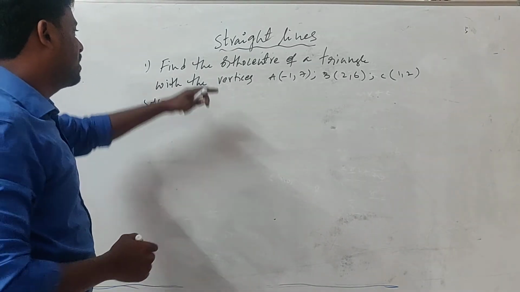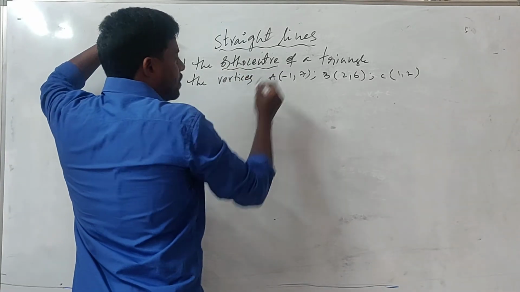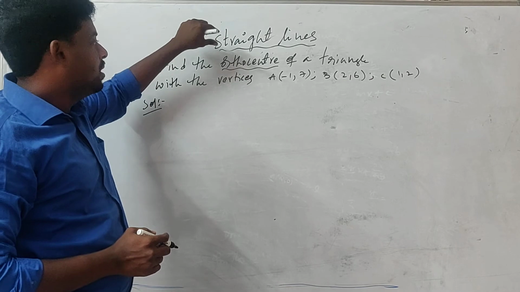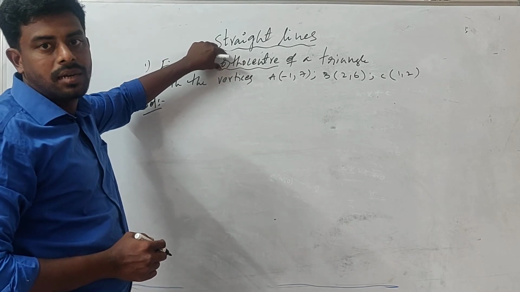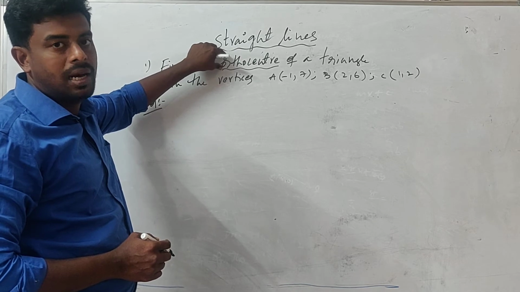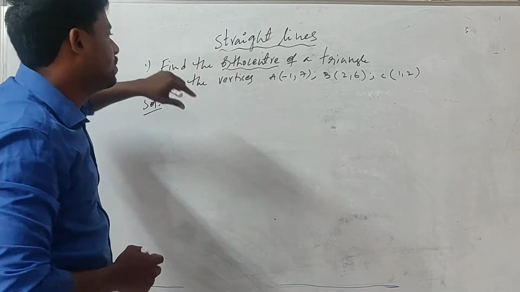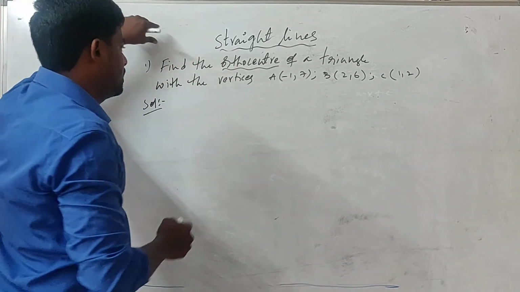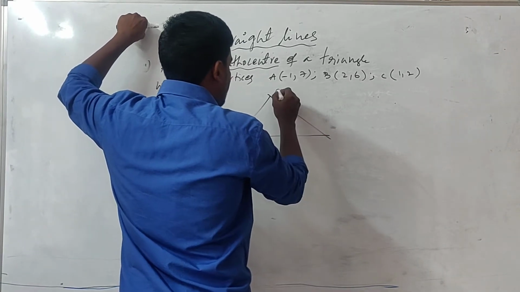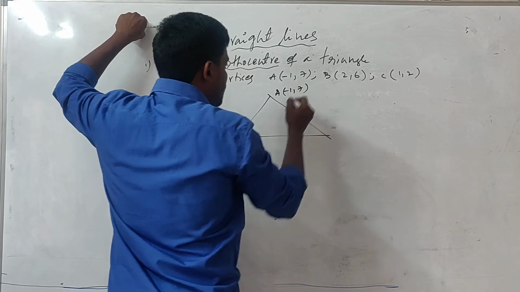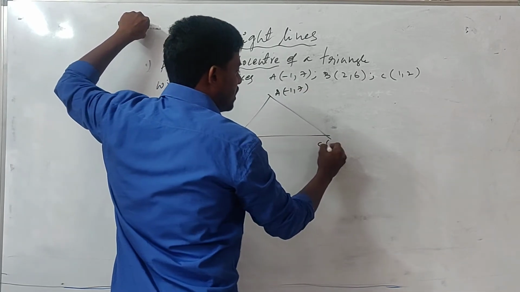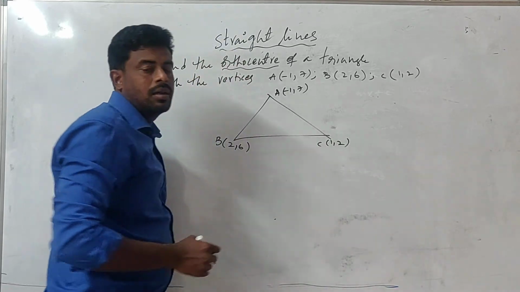How to get the orthocenter? What is the meaning of orthocenter? First of all, the orthocenter is called the point of confluence of altitudes of a triangle, the point of intersection of altitudes of a triangle. An altitude is nothing but a perpendicular. Let us take a triangle with vertices A(7, -1), B(2, 6) and C(1, 2).